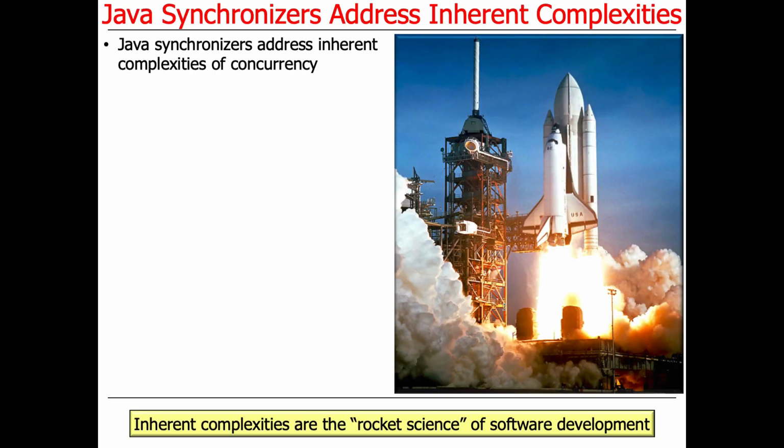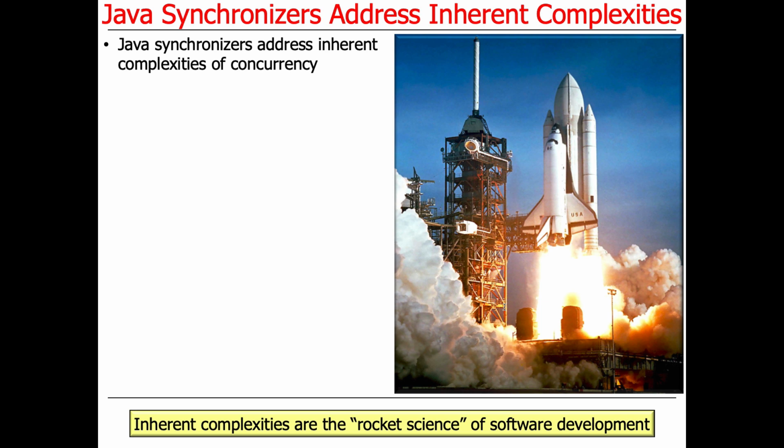Okay, so Java synchronizers. Java synchronizers address various types of complexities. One of the key types of complexities they address is something called inherent complexities. There's also something called accidental complexities, which we'll perhaps talk about briefly, but the key point is inherent complexities. And inherent complexities are things that are just hard about doing certain aspects of software. It's the rocket science, right?